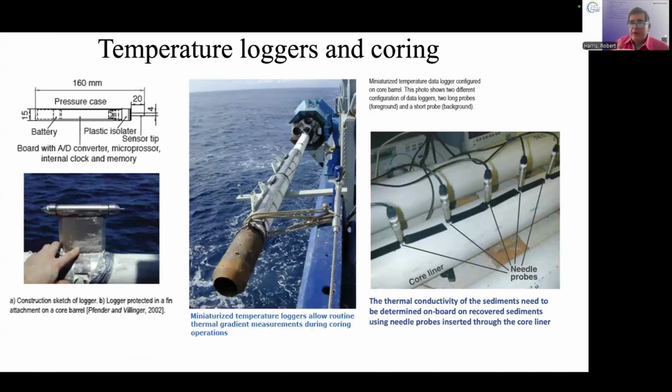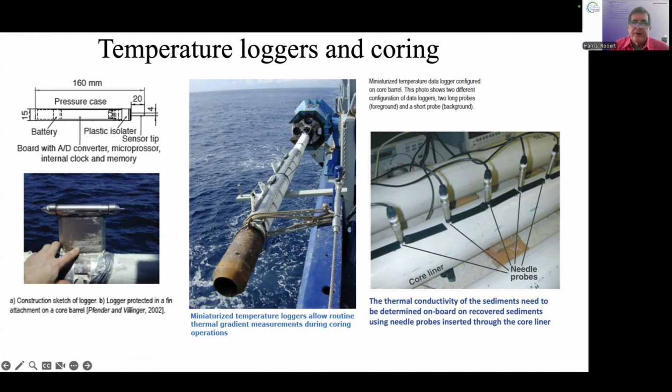Okay, so using a marine heat flow probe, the majority of the global marine heat flow data set is based on those probes, but there are other techniques. One way, like a Ewing probe, is to put these autonomous thermistors on the outside of a core barrel. So during coring operations, you can get a heat flow measurement.